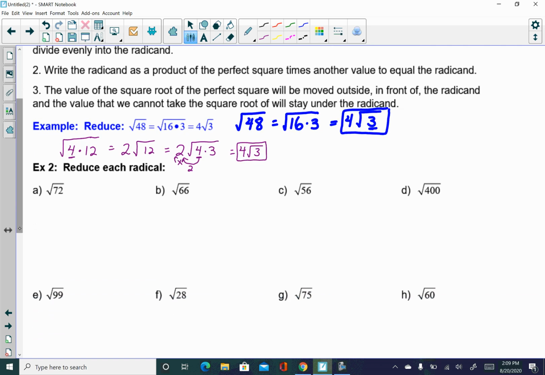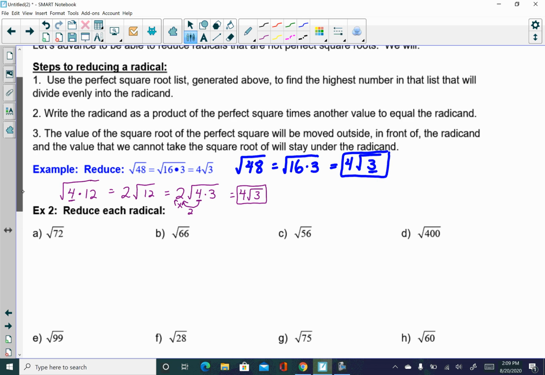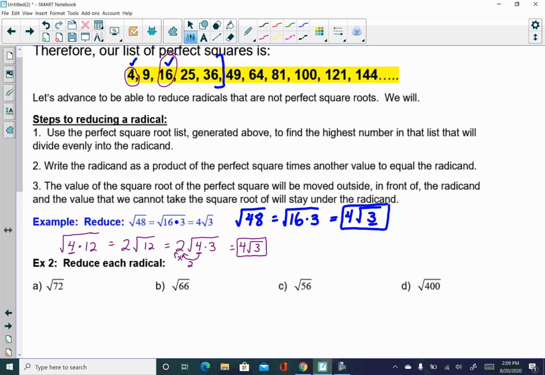Okay, so now let's do a couple more. If we move on down here to example 2, it just says reduce each radical. Again, you always want to keep this list in your back pocket. You're looking for the highest number in that list that will divide evenly into the given number. So with 72, hopefully you would agree that 36 will go into that. 36 times what gives you 72?